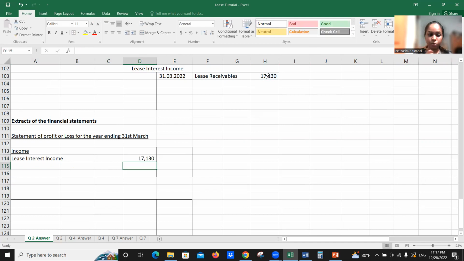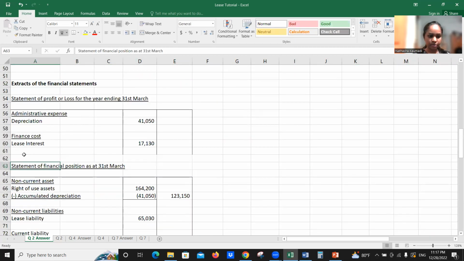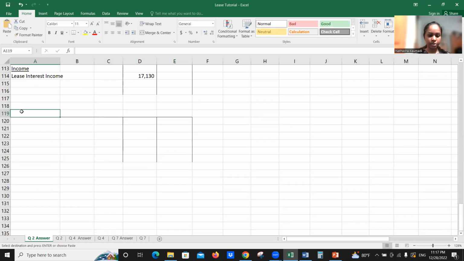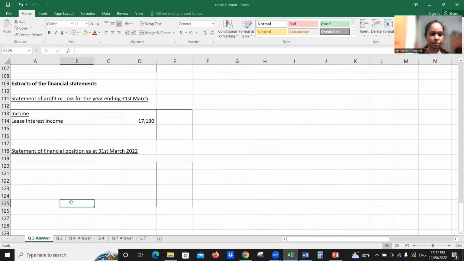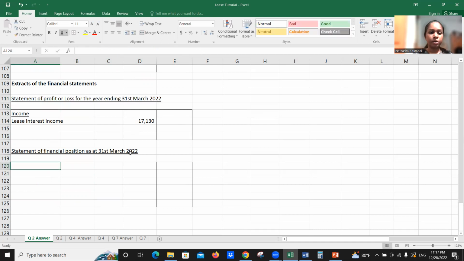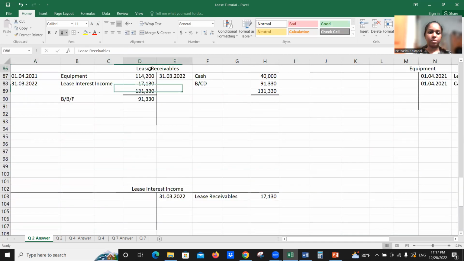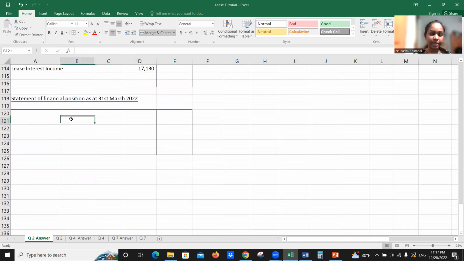It is okay. You go to the statement of financial position as at 31st March 2022. This is also for the year ended 31st March 2022. Now, we have to recognize this lease receivable account. We are going to receive that value for more than 12 months, so it is a non-current asset.